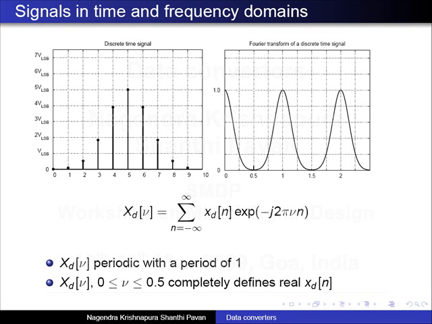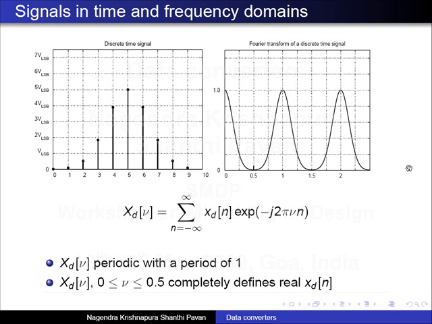What happens when you sample a signal in the frequency domain? You get a periodic spectrum, you get copies, and there is a possibility of aliasing, right? That's what it is called. So, this is periodic with a period of 1. That's what I meant earlier. So, the Fourier transform goes on repeating.